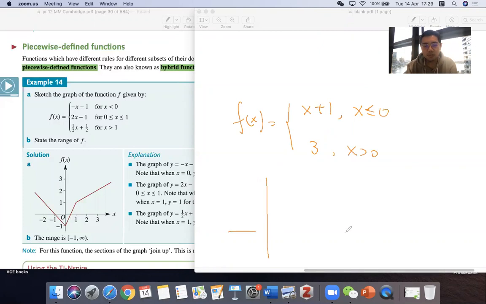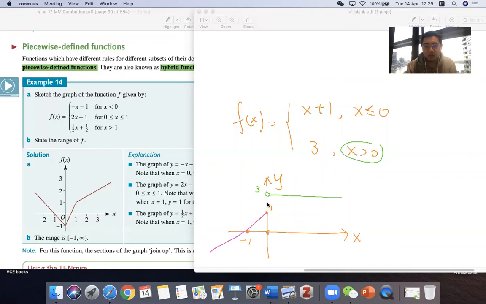So if we want to draw this guy, this one is our number plane. So x plus 1, first when x equals 0, our y equals 1, that is (0, 1). And when x equals negative 1, my y is 0. So I connect them. It looks like this one. But when x is greater than 0, I got a constant, which is over here 3, and need an empty circle because x can never equal 0, and from here.